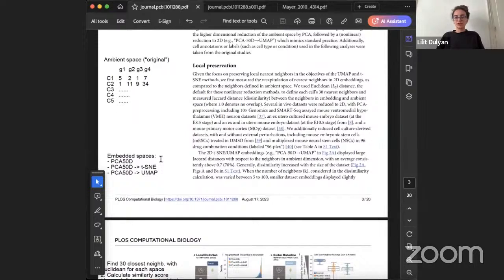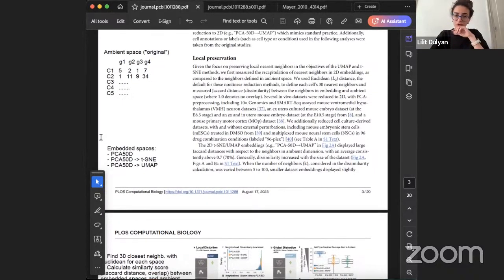How would they understand if the local structure is preserved? They took the ambient space, and within ambient space, they calculated the Euclidean distance between two cells. For example, they took C1 and C2, treated them like vectors and found the Euclidean distance. They took the first 30 nearest neighbors to a cell, and they did the same thing with embedded spaces. They took the first 30 nearest neighbors.